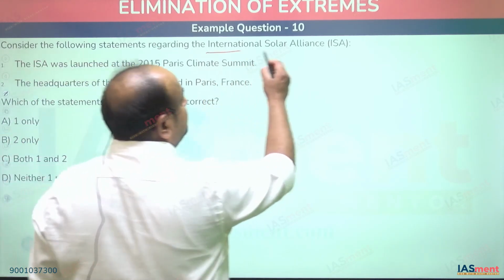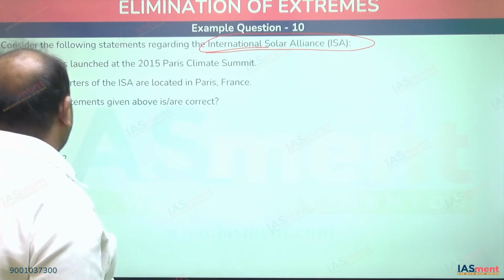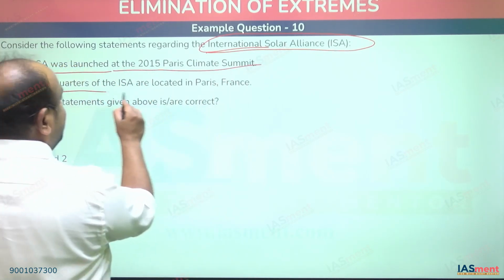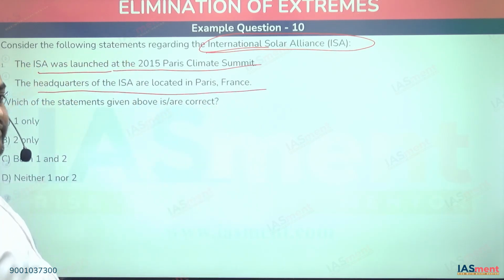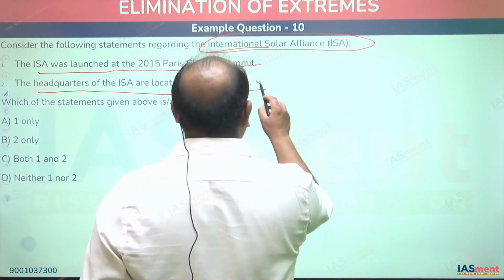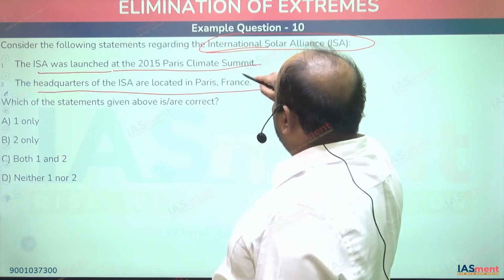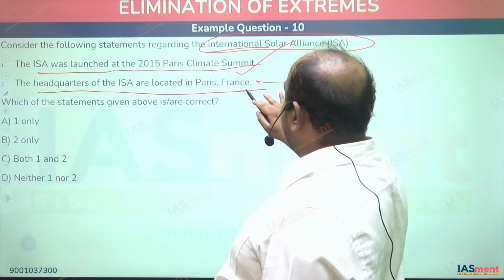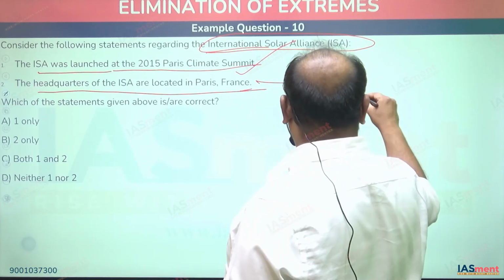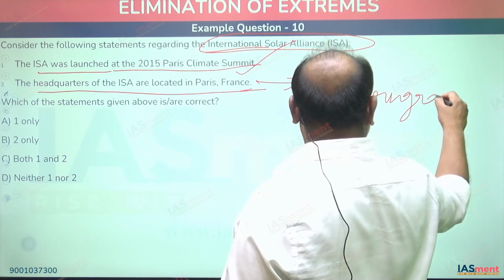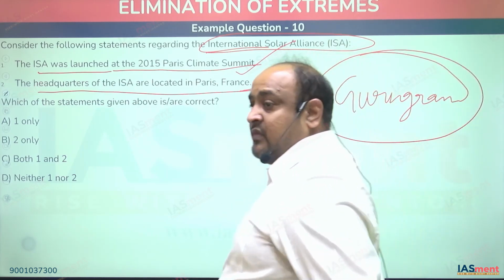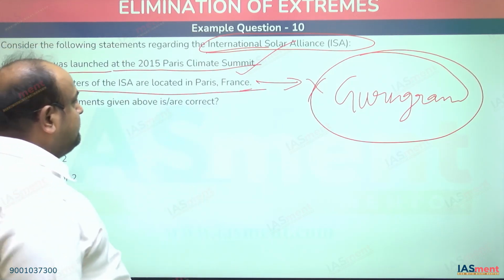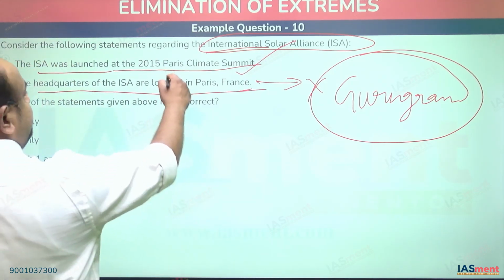International Solar Alliance. ISA was launched at the 2015 Paris Climate Summit. Headquarters of ISA are located in Paris, France. We all know the fact that ISA was launched at the 2015 Paris Climate Summit. Yes. Second, headquarters of ISA located in Paris? No. Where are they located? In Gurugram, right? In Gurgaon. So, first statement right, second statement wrong.